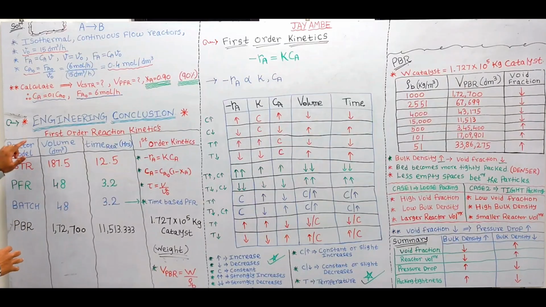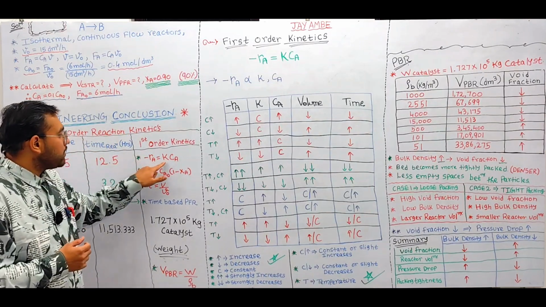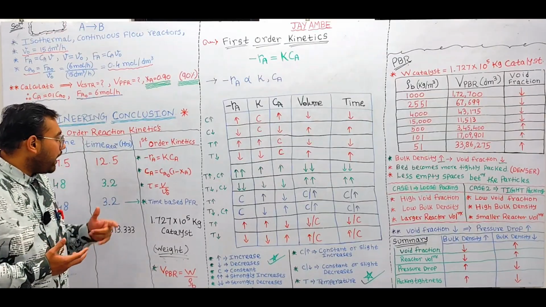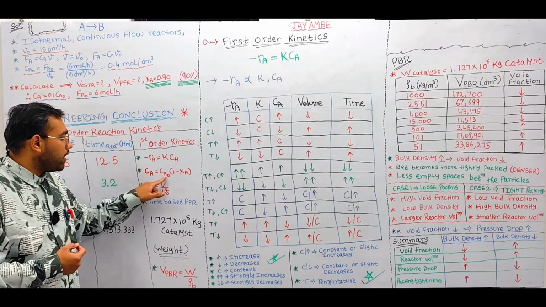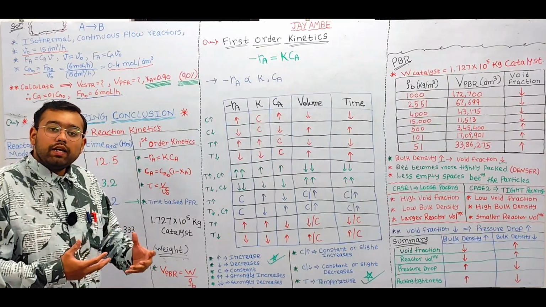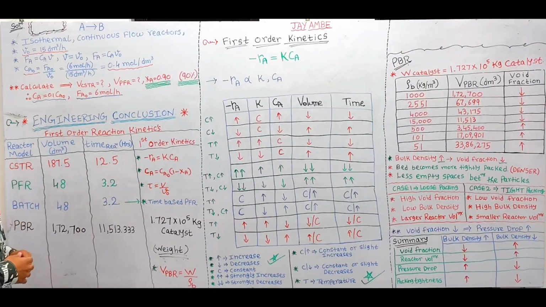In today's lecture, I'm going to make you understand the engineering conclusion for the first order reaction kinetics, where we have the given rate law as minus rA equal to k CA. And we have used the second form of CA, which is CA equal to CA0 times (1 minus XA), which also represents the fundamental relationship, and XA is defined as the conversion.